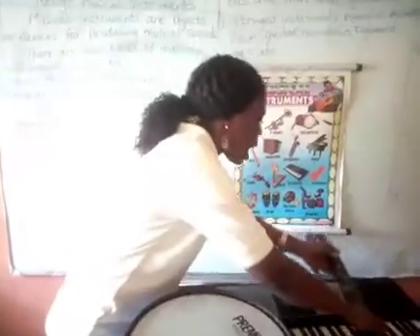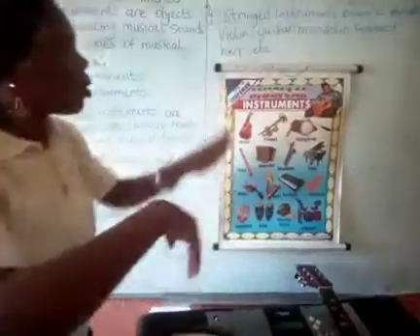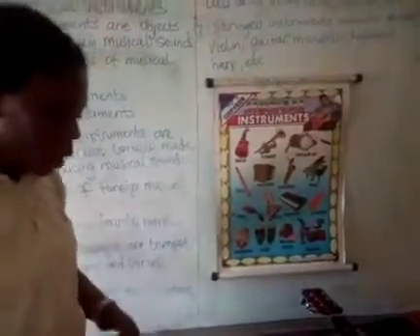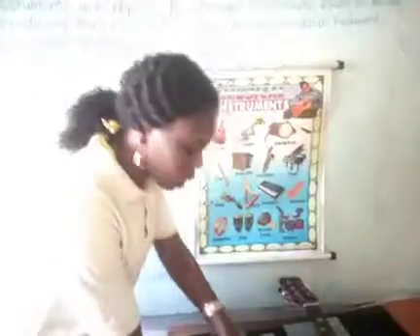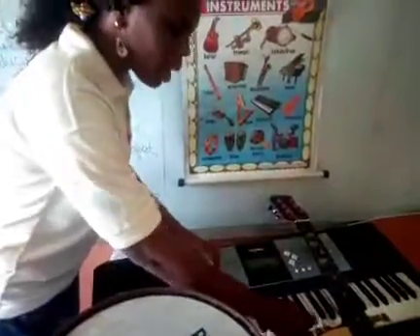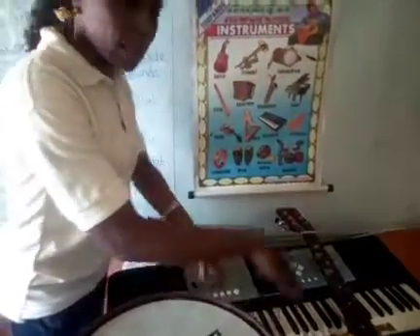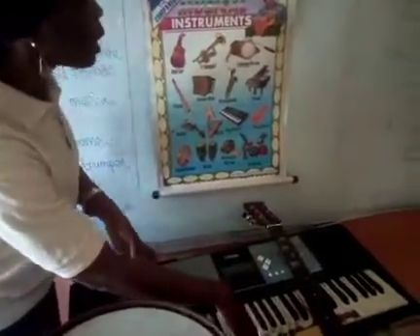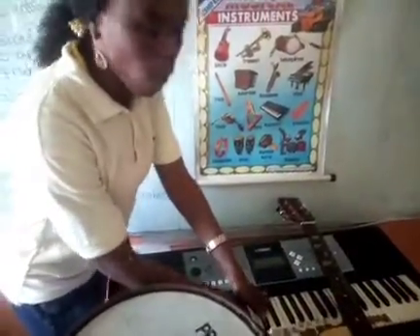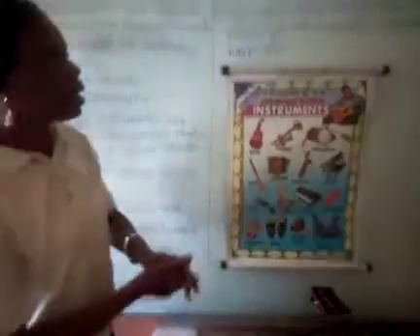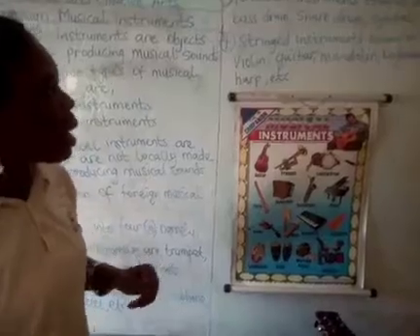Apart from that, how else can we produce this sound using the string instrument? We can produce them by bowing the instrument, like my keyboard now. You see, by the time I press a key, the key goes down. That means it's going in the bowing form to produce the sound I need. Okay, now let's look at the examples.